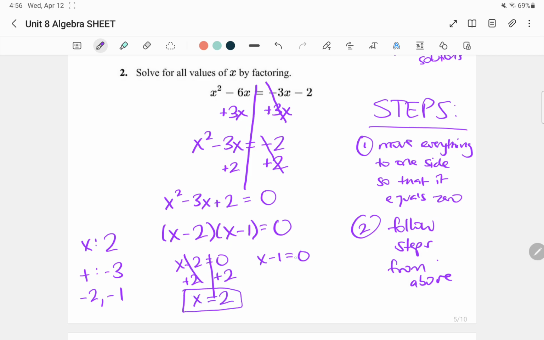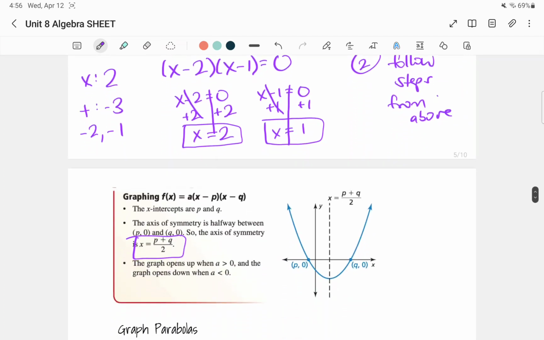And x equals 2. I add 1 to both sides. And x equals 1. And these are my two solutions. Again, you can pause the video, make sure you've written everything down. Then we're going to go ahead onto the guided practice.